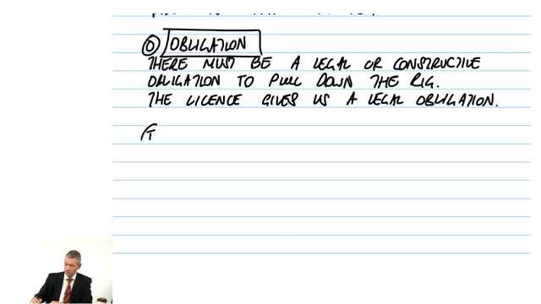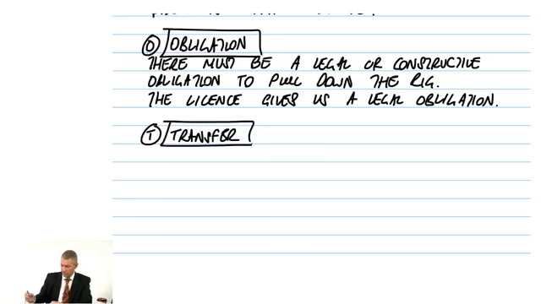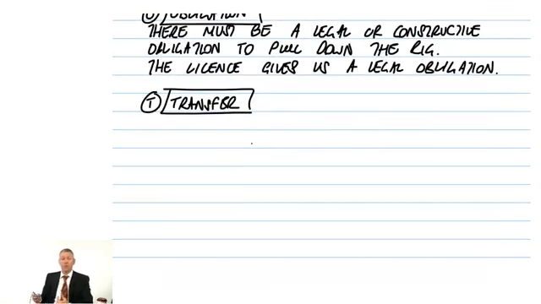T, transfer. The original version of this is a bit of a mouthful. There must be a probable transfer of economic benefit outside of the entity as a result of the past obliging events. In other words, it must be probable that cash will flow out.